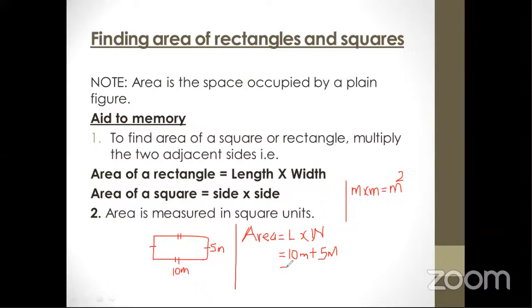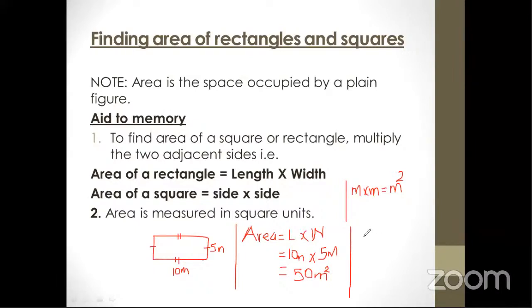So here now we are going to multiply. Sorry, I used the addition instead of using multiplication. So here I am saying we are going to multiply 10 meters times 5 meters. So 10 times 5, you get your 50 here. You are talking about area. So meters times meters become meter square or square meters.